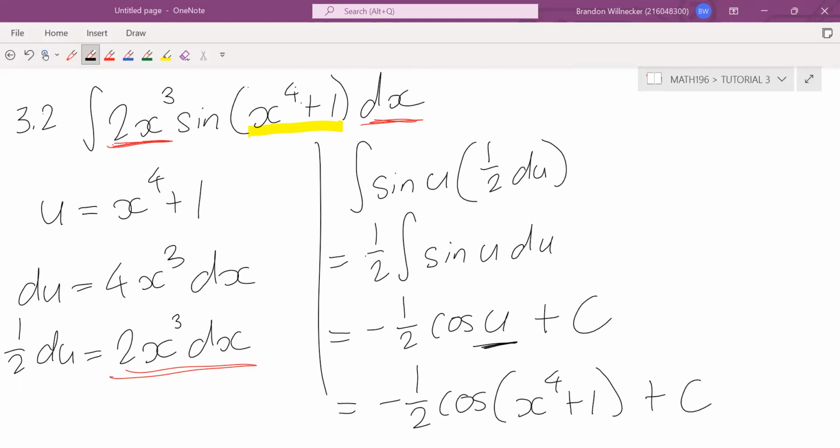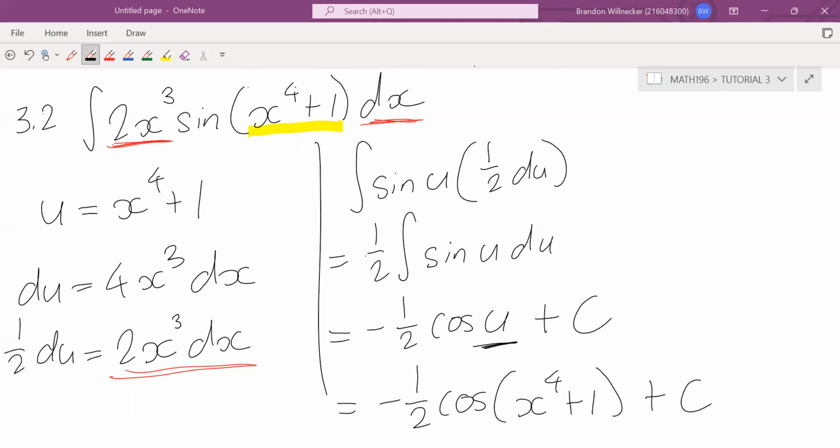You let u be the complicated expression you want to get rid of. You find du. If you need to do some more manipulation, then you go ahead and you do that. And then once all of that is done, you do your substitution or your replacement. So x to the 4 plus 1, that's replaced with u. So sine of x to the 4 plus 1 gets replaced with sine of u. 2x cubed dx, that gets replaced with 1/2 du. Then you do your integral in terms of u, and don't forget to go back to x. Okay, and then that gives us our final answer.